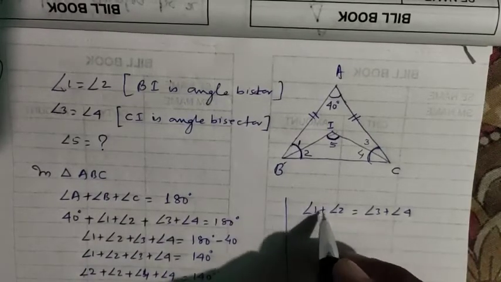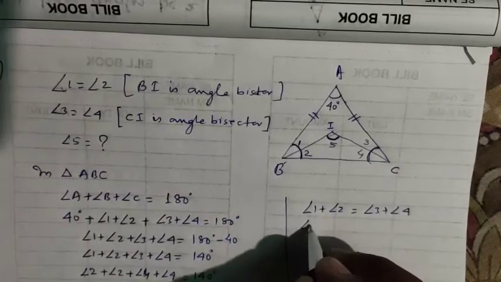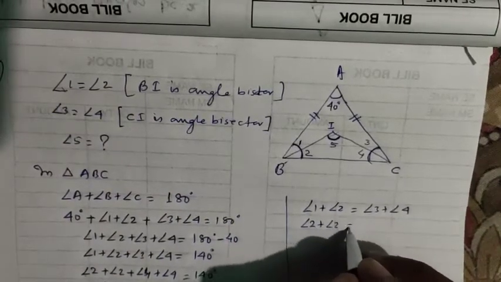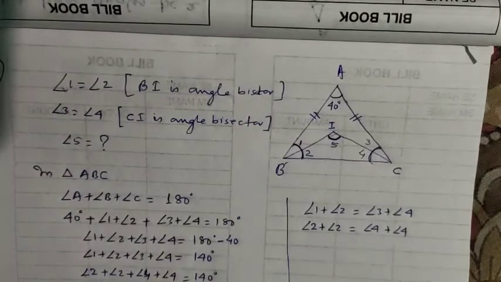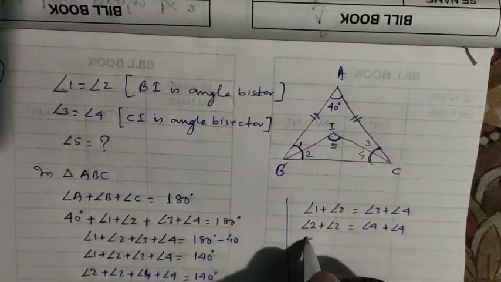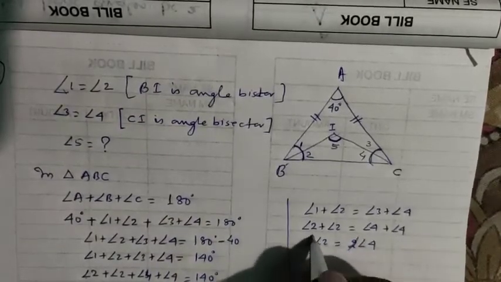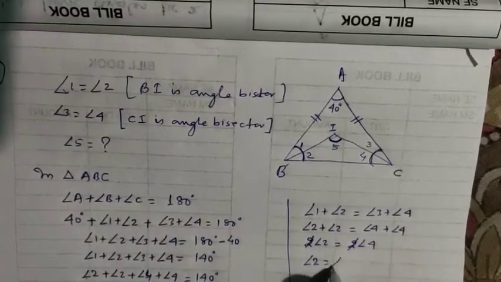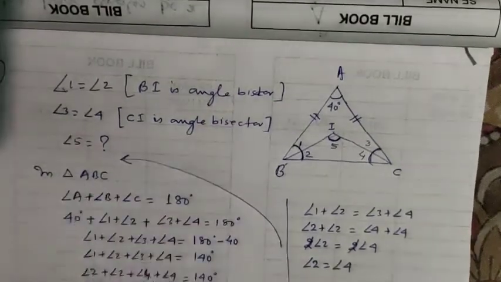Now we know that angle 1 and angle 2 both are equal. What we can do, we can replace it by 2. Angle 2 plus angle 2 is equal to angle 4 plus angle 4. Just now what we have done here, the same thing we are doing here also. 2 angle 2 is equal to 2 angle 4. This 2 will be cancelled. Angle 2 is equal to angle 4. This you can write here also.